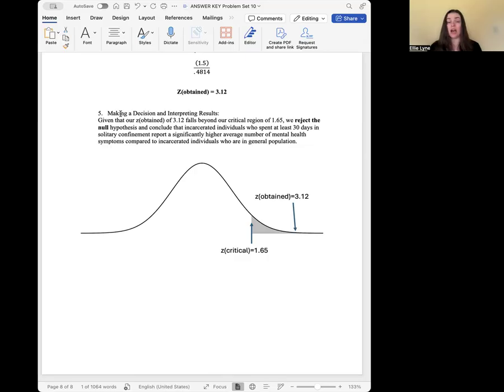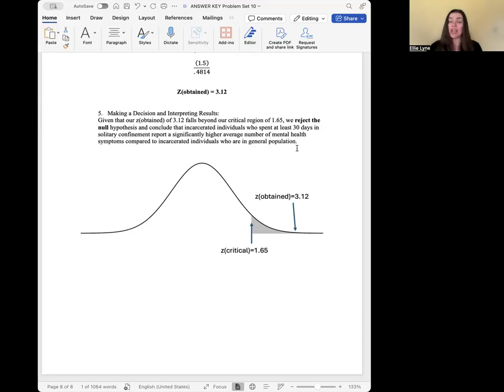What does that mean, though, within the context of this problem? We can say, given that our z obtained of 3.12 falls beyond our critical region of 1.65, right? We are beyond this value here. We reject the null hypothesis and conclude, here's where we're bringing in the context of the problem, that incarcerated individuals who spent at least 30 days in solitary confinement report a significantly higher average number of mental health symptoms compared to incarcerated individuals who are in the general population.